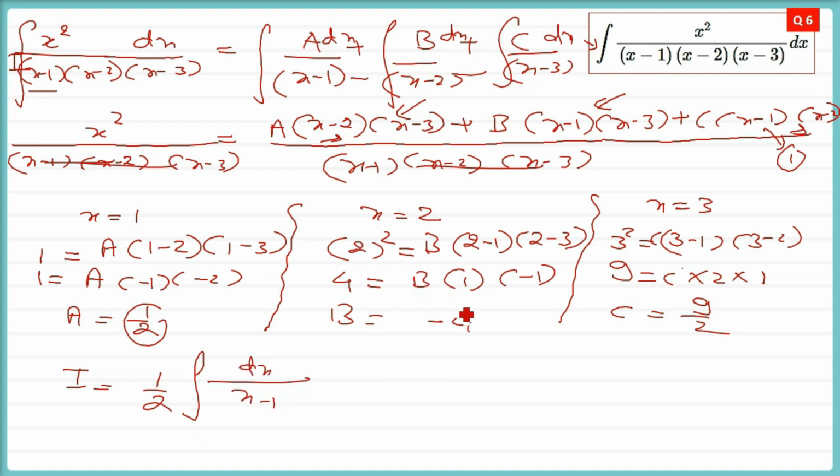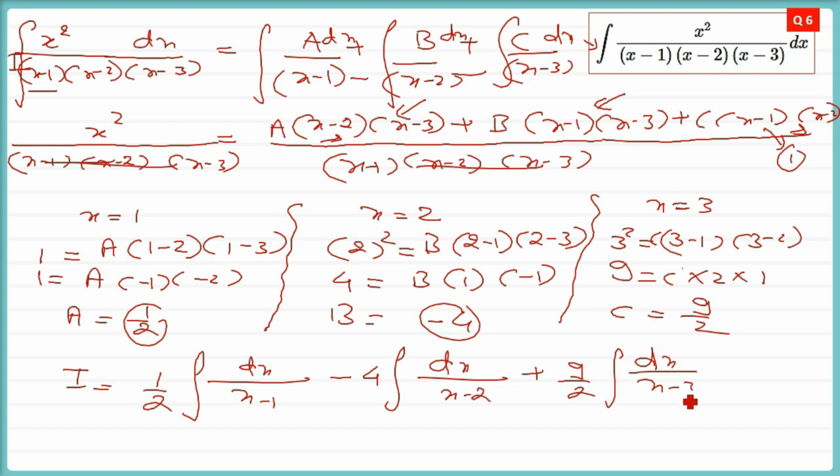Now coming to b, b is negative 4. So it will be negative 4, you can take outside, dx divided by x minus 2. Then c, and c is 9 by 2. So you can have 9 by 2 outside, integration of dx divided by x minus 3.